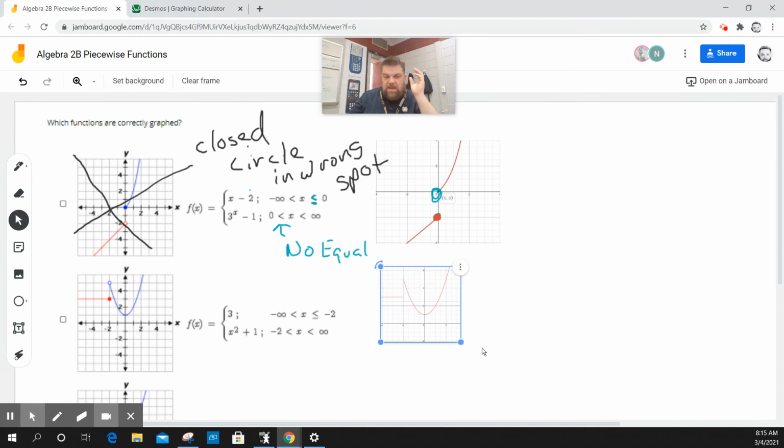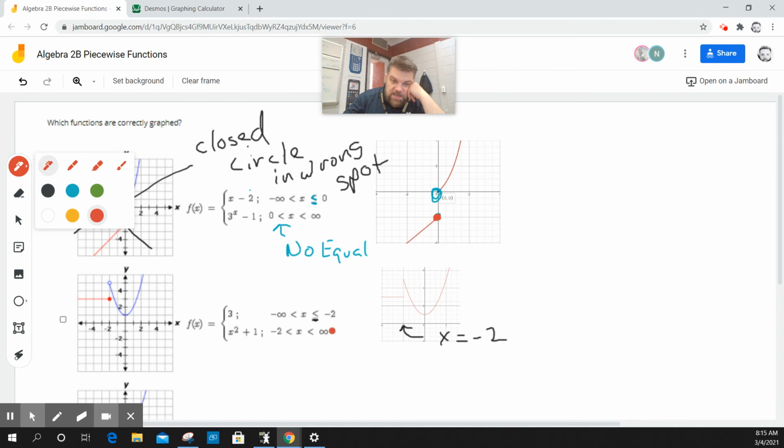So again, the boundary is at 2, or -2. That's where our jump discontinuity exists, right? So if you look here, x equals -2 is the issue. Where's the closed circle go? Well, it goes where the equal sign is. So this one is the equal sign, and the function is 3. So the equal sign right here is where the closed circle goes. This one right here does not have an equal sign.